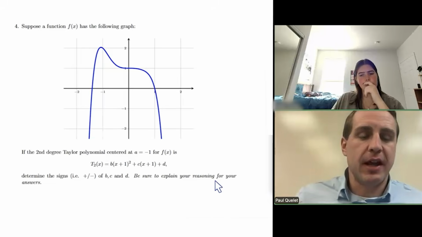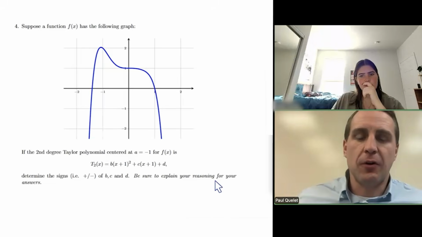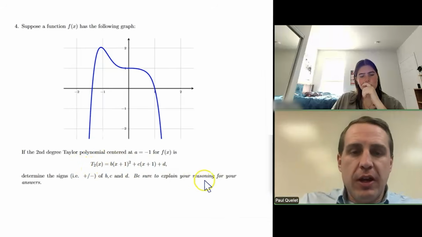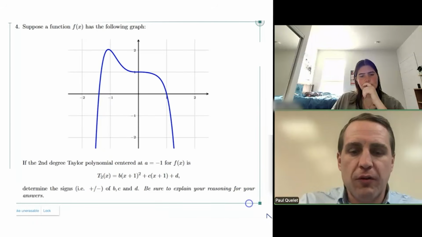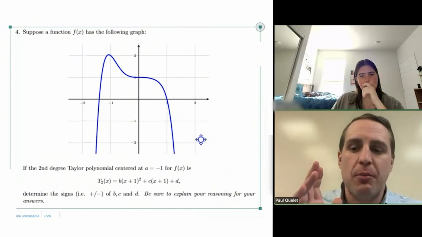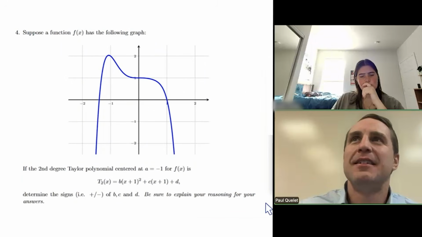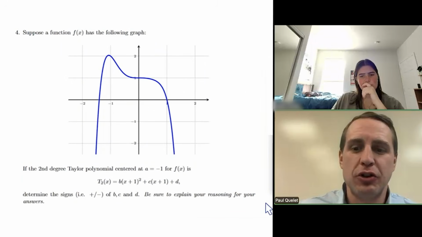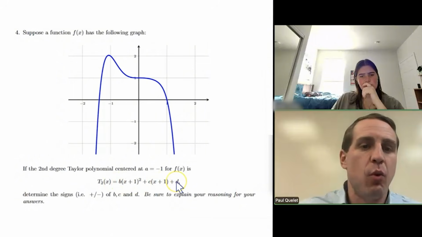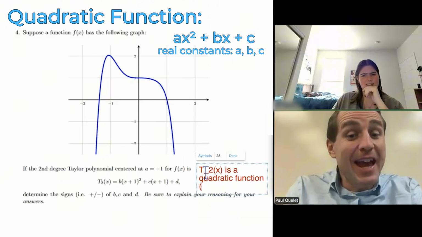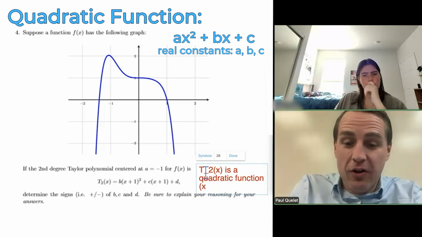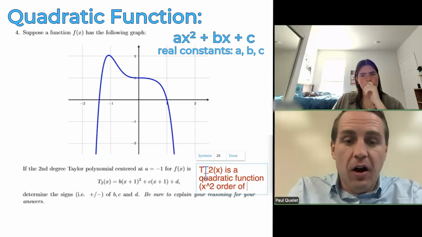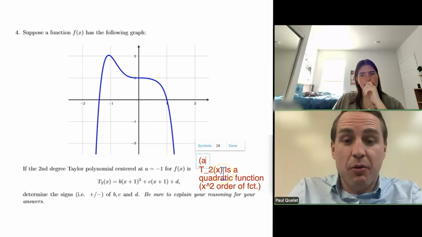So a couple thoughts as we get going here. First of all, if you look at T2 here, how would you describe that? If you were to put that in words to a late Algebra 1, early Algebra 2 student, T2 would be what kind of function? Quadratic? Yes. x squared is the order of the function. Remember, this is an approximation.